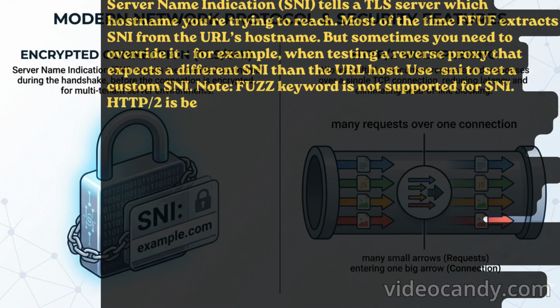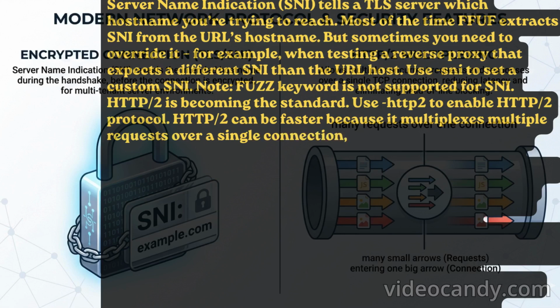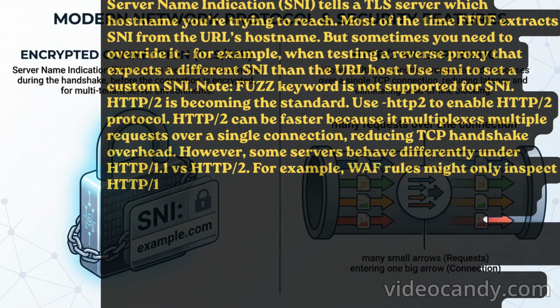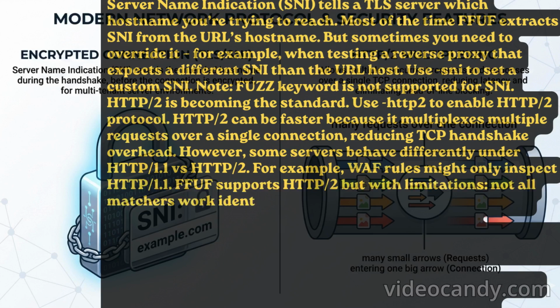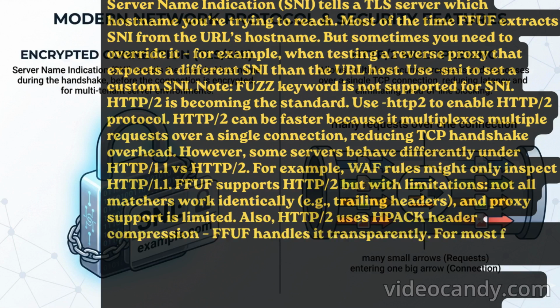HTTP2 is becoming the standard. Use -http2 to enable the HTTP2 protocol. HTTP2 can be faster because it multiplexes multiple requests over a single connection, reducing TCP handshake overhead. However, some servers behave differently under HTTP1.1 versus HTTP2. For example, WAF rules might only inspect HTTP1.1.